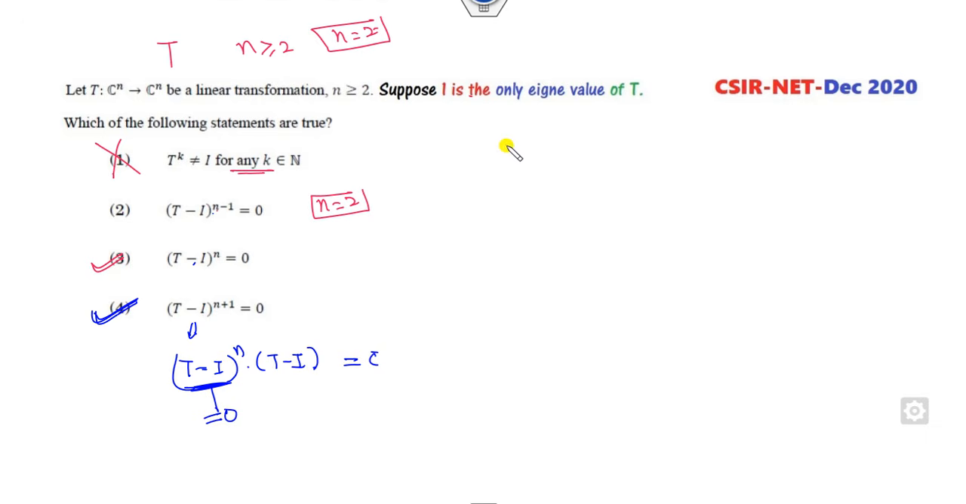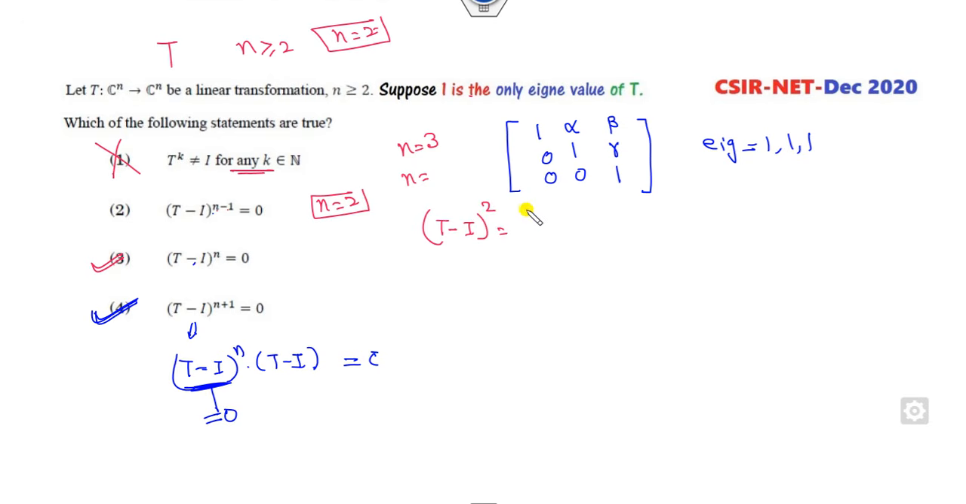So think about n is equal to 3, say a 3 cross 3 matrix. If I consider this is my alpha, this is my beta, this is my gamma, then clearly the eigenvalues are 1, 1 and 1. Now if I take n as 3, what will be n minus 1? It's 2. So I need to compute (T minus I) whole square.